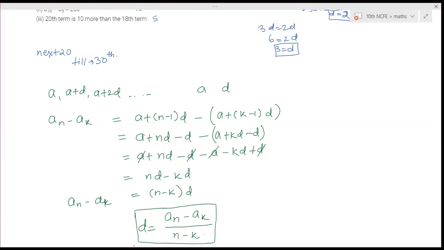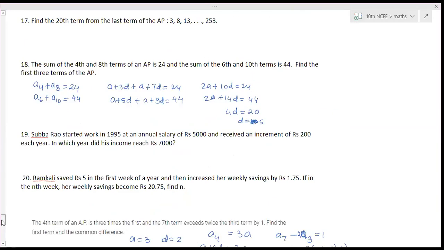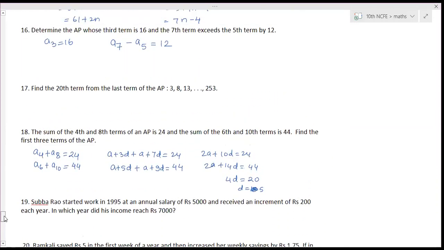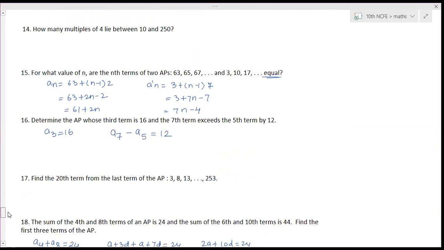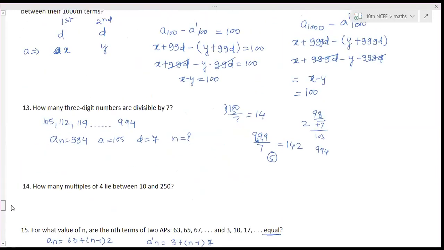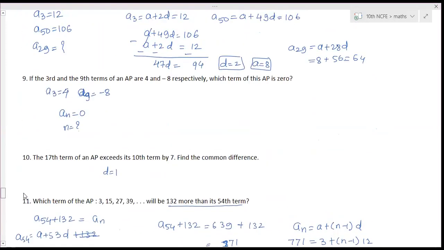Just like the earlier questions you solved by the linear equation in two variables method, suppose, for example, here is a simple question. The 17th term of an AP exceeds its 10th term by 7. That means the 17th term exceeds the 10th term by 7, so a17 minus a10 is equal to 7.